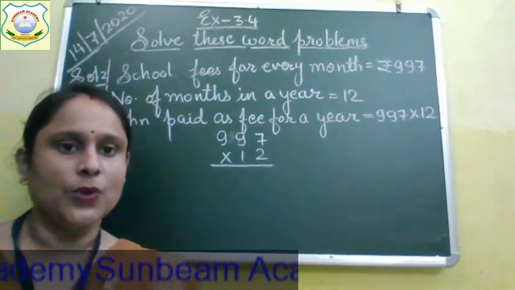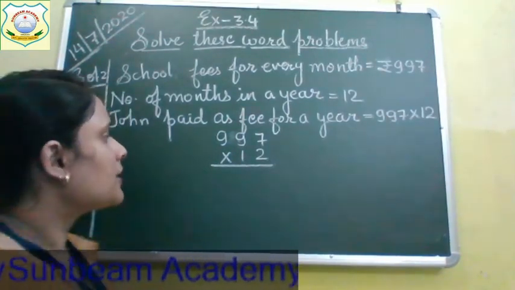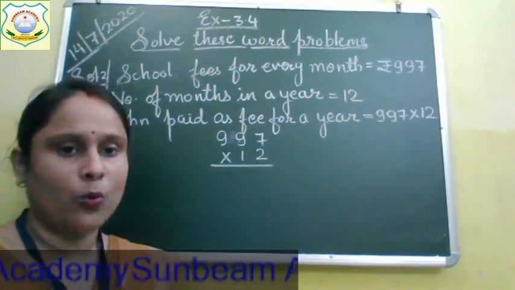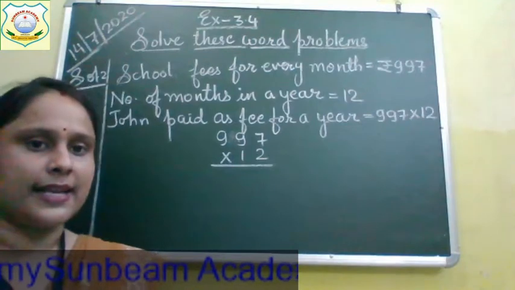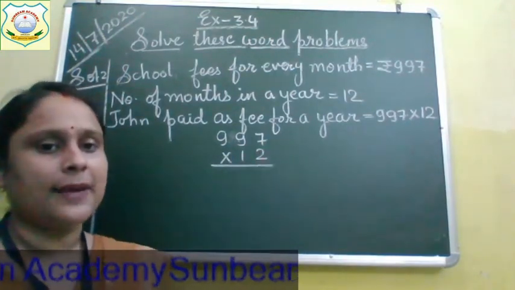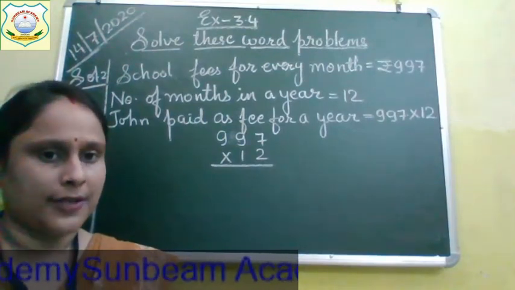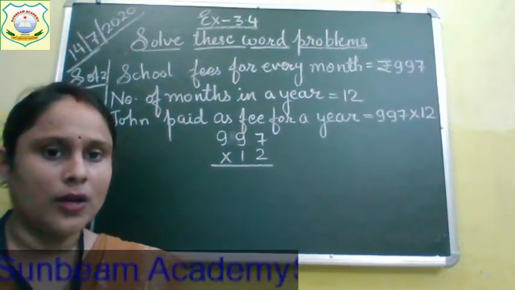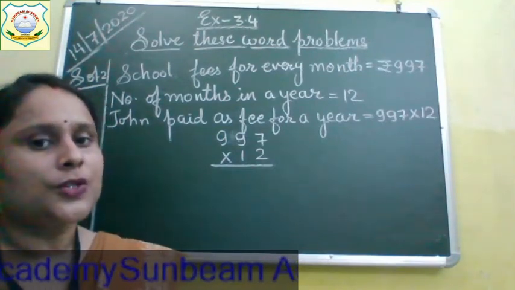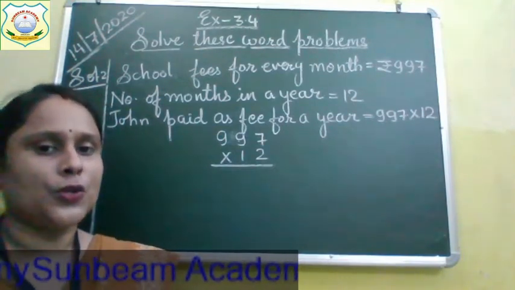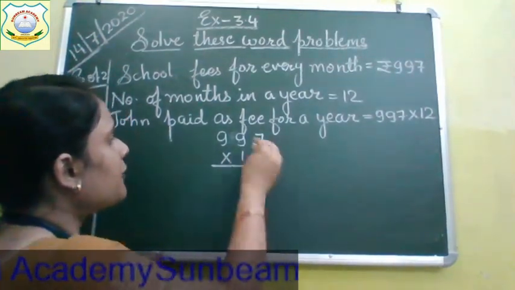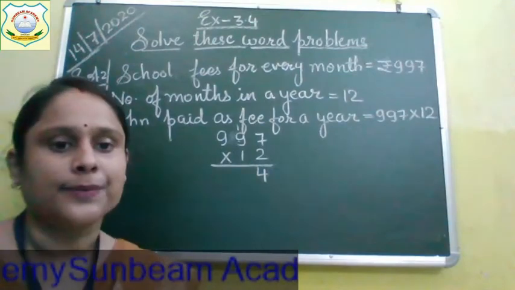997 into 12. See, first we will multiply 2 to the number in the ones place. Which number is there in the ones place? 7. So say the table of 2 seven times: 2 ones are 2, 2 twos are 4, 2 threes are 6, 2 fours are 8, 2 fives are 10, 2 sixes are 12, 2 sevens are 14. So write 4 and take 1 carry.